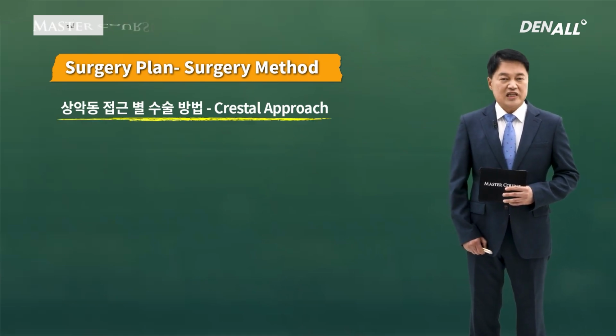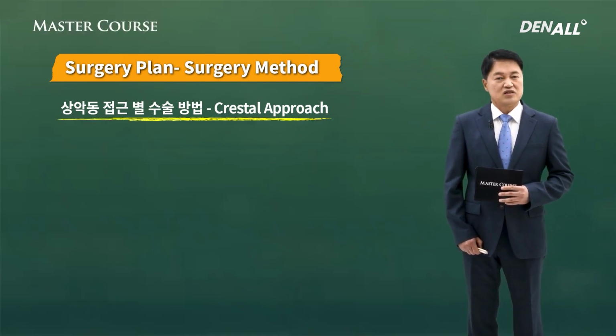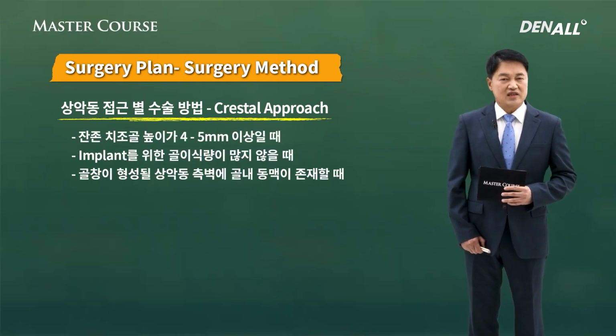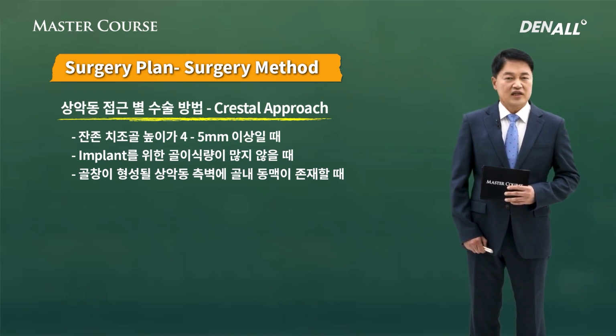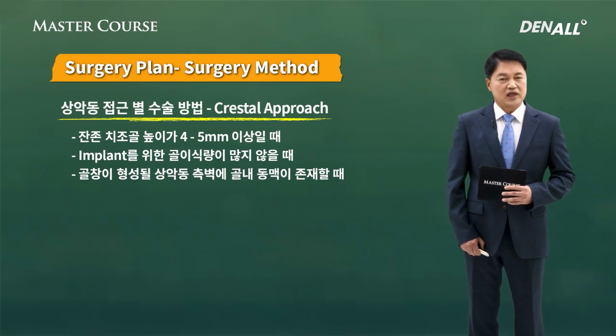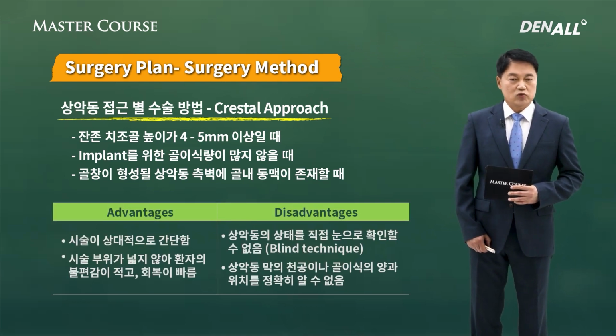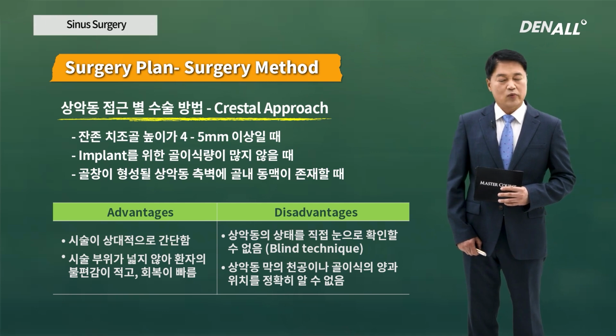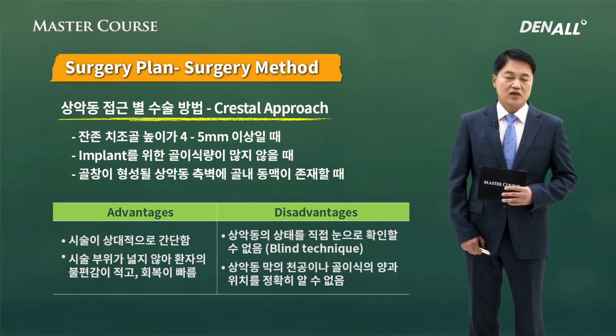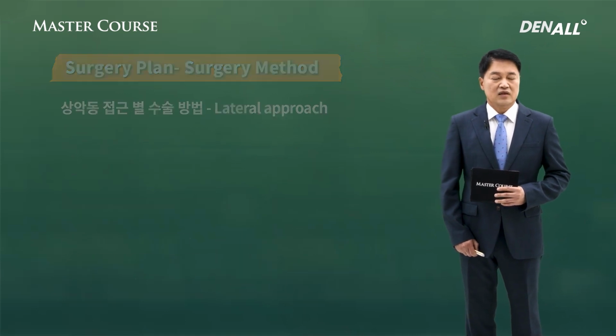Let's look at crestal approach first. It is used if the residual bone is over 4 to 5 millimeter, if bone graft is not that much required, and where in the sinus wall, where the window is to be formed, there's an osseous artery. The advantages are that it's simple and the surgical site is not extensive, so the patient can recover very quickly. The disadvantage is that you cannot see the sinus directly, so it's a blind technique, and you will not be able to see if there's perforation or the amount of bone graft.